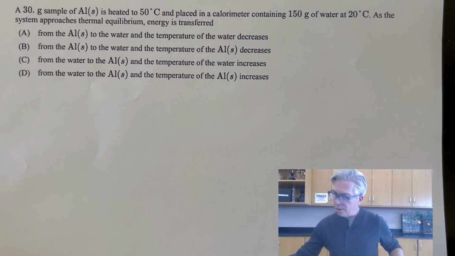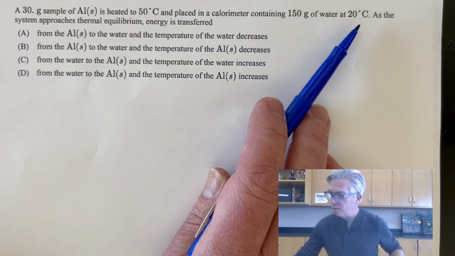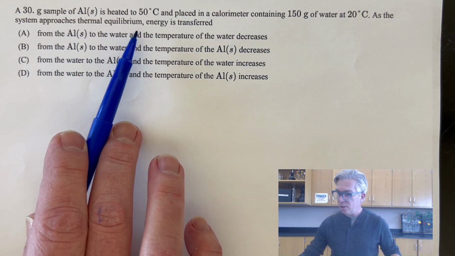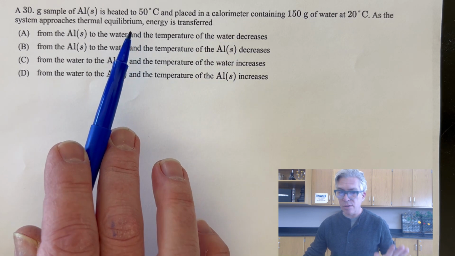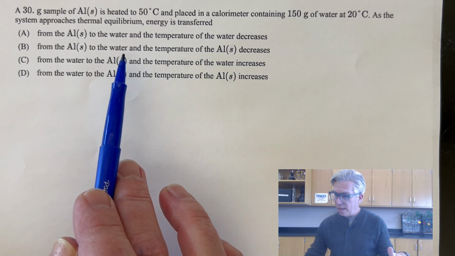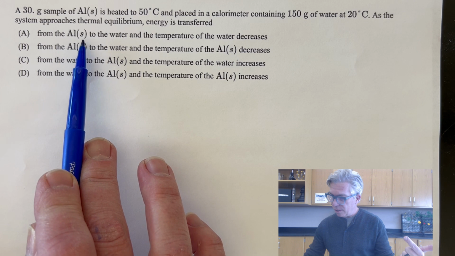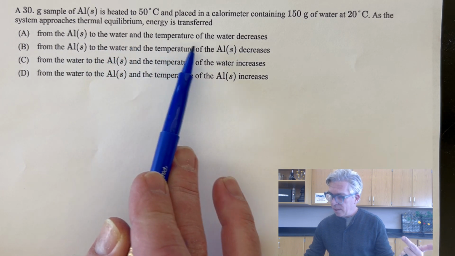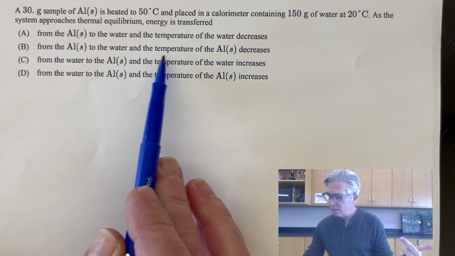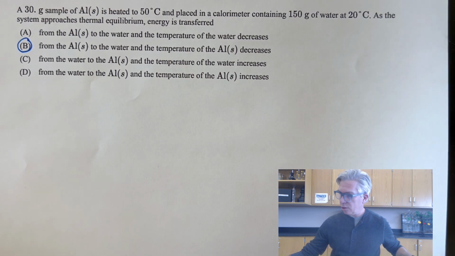All right. A 30-gram sample of aluminum is heated to 50 and placed in a calorimeter containing 150 grams of water at 20. As the system approaches thermal equilibrium, where is energy transferred? So that aluminum is going to have to cool down. The water is going to have to heat up. So the energy is going from the aluminum to the water, and the temperature of the aluminum decreases. So, nice one without a calculation.